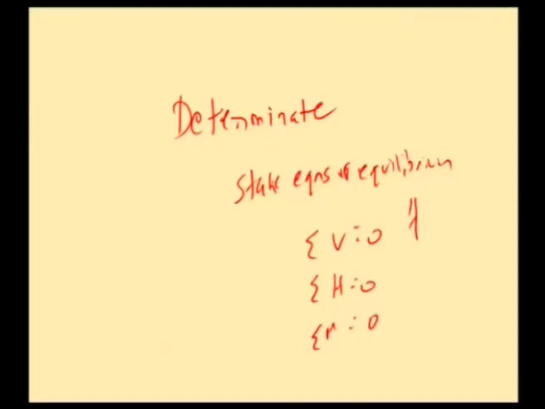Examples of determinate structures are a cantilever beam; a simply supported beam, say this end be hinged and this end be on rollers; and the overhanging beams. In all these cases, we can easily find the support reactions using the basic equations of equilibrium. So, when we are able to identify the reactions with the help of conditions of equilibrium, then we say the structure is a statically determinate one.